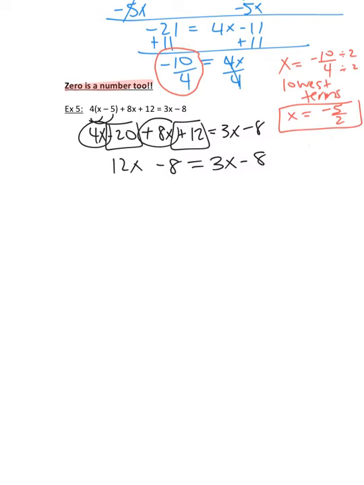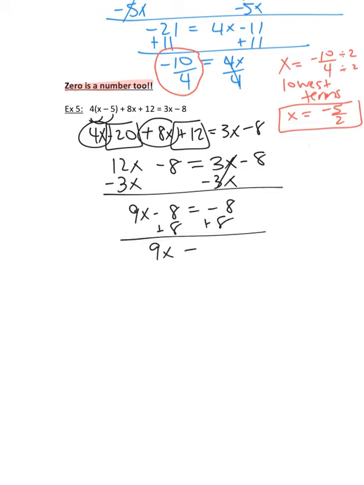Once you have your like terms combined on each side, I'm going to subtract over the 3x to get the x's on the left. I have 9x minus 8 equals negative 8. And add 8. 9x equals, and then kids sometimes feel uncomfortable, negative 8 plus 8 is 0. If there's nothing left on one side of the equal sign, you have to fill in a 0. And then you just go through your normal steps.